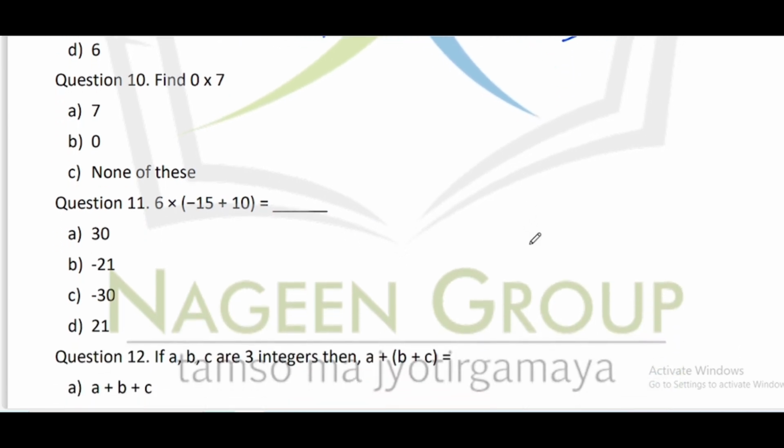Next question is question number 10. Find 0 multiplied with 7. If a given integer is multiplied with 0, then it is always 0. Then the right answer is part B. 0 into 7, that is 0.